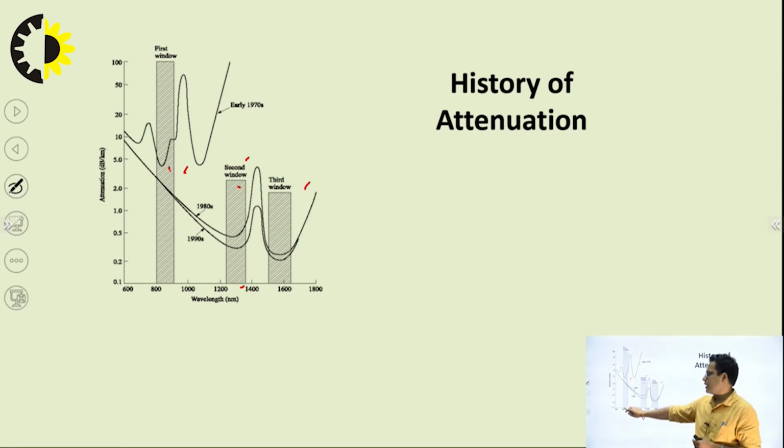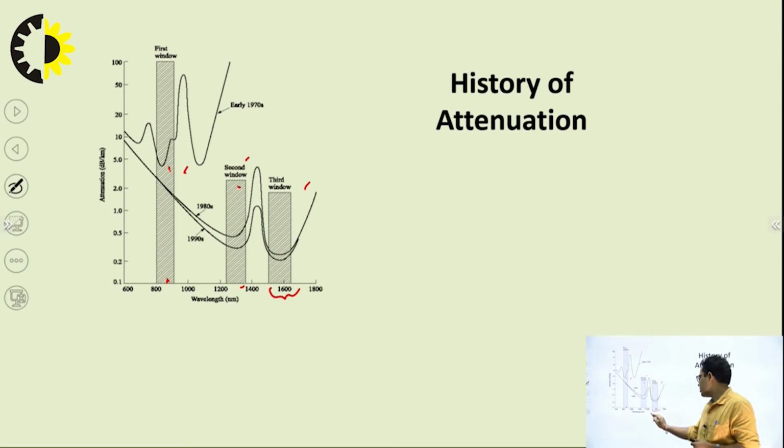First is your 800 to around 900. In that, the major one was around 850 nanometer, which was providing around 4.8 dB per kilometer of attenuation. After this, there was a second window which is around 1300 nanometers. Now this is also providing a huge reduction in the attenuation. It is ranging around 0.4 dB per kilometer.